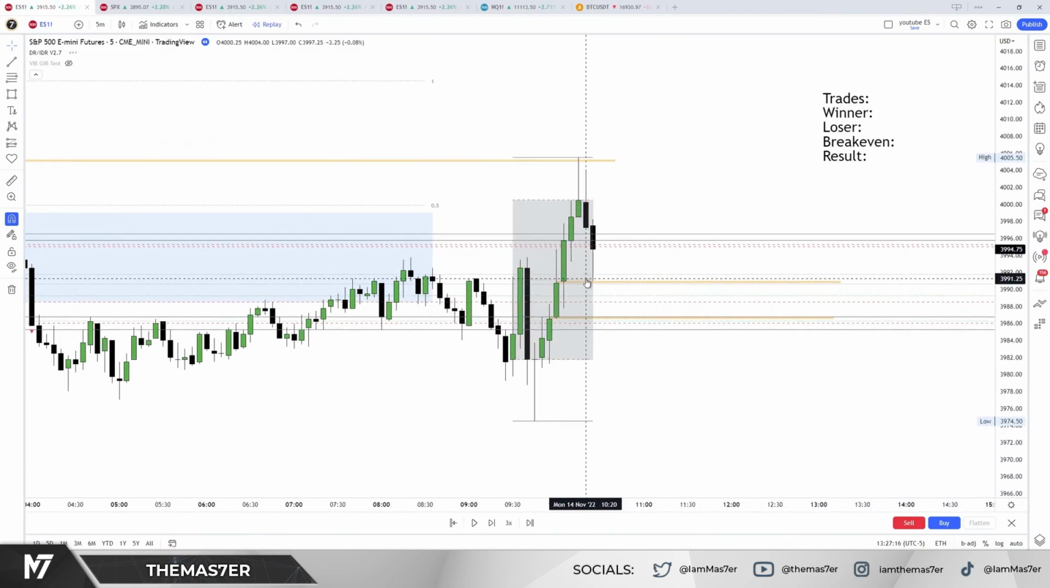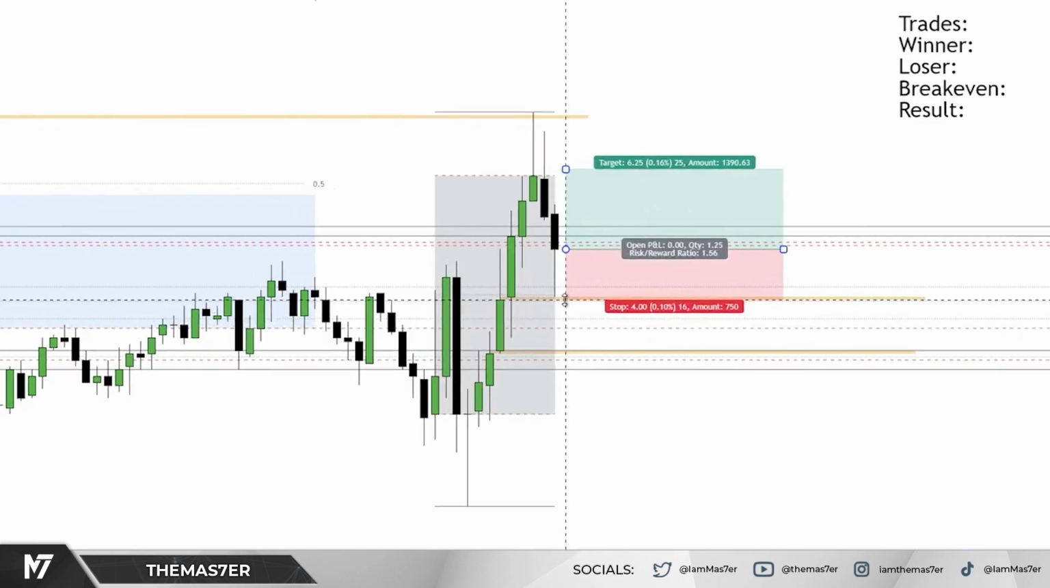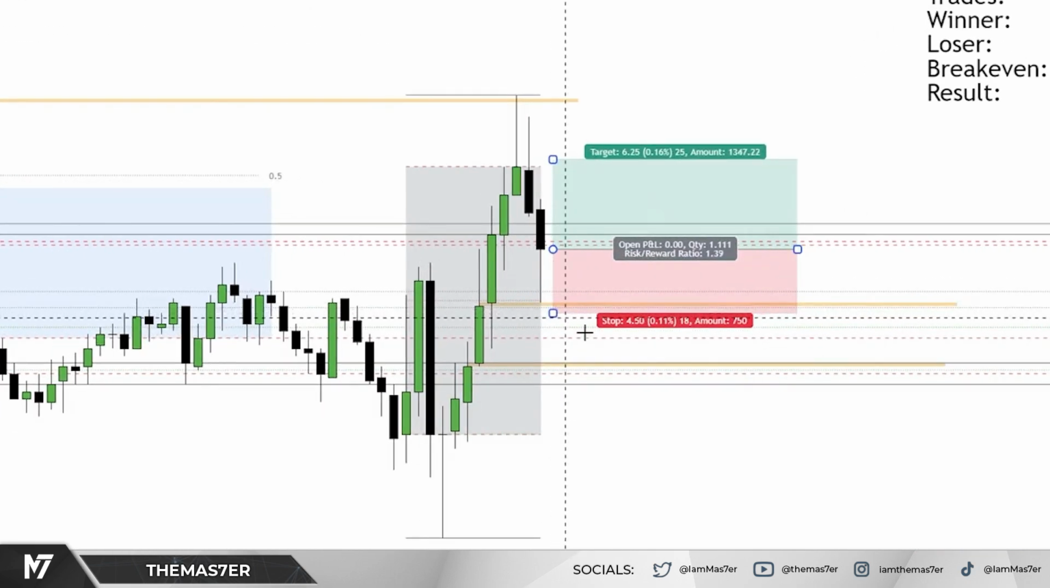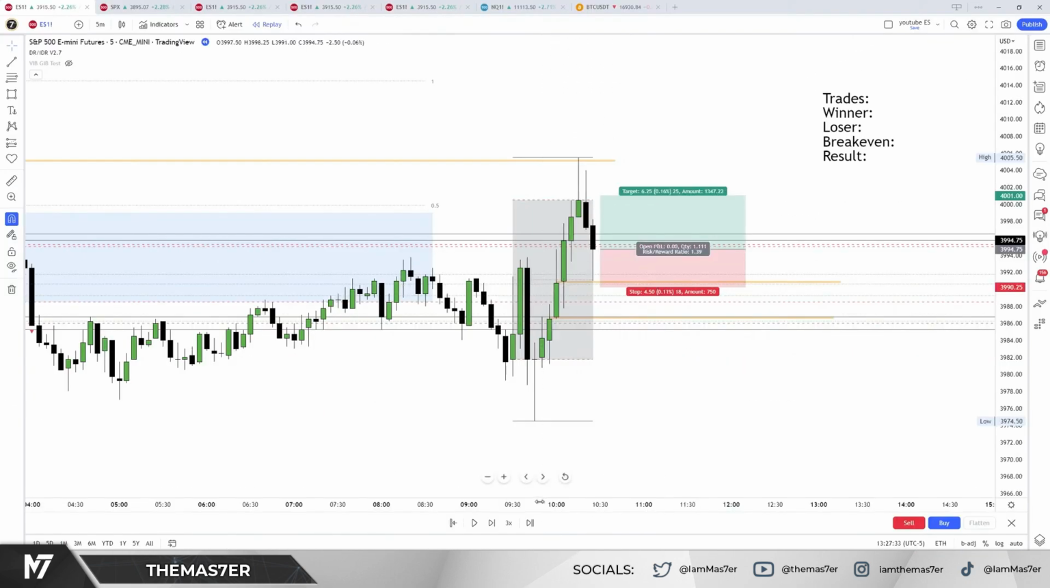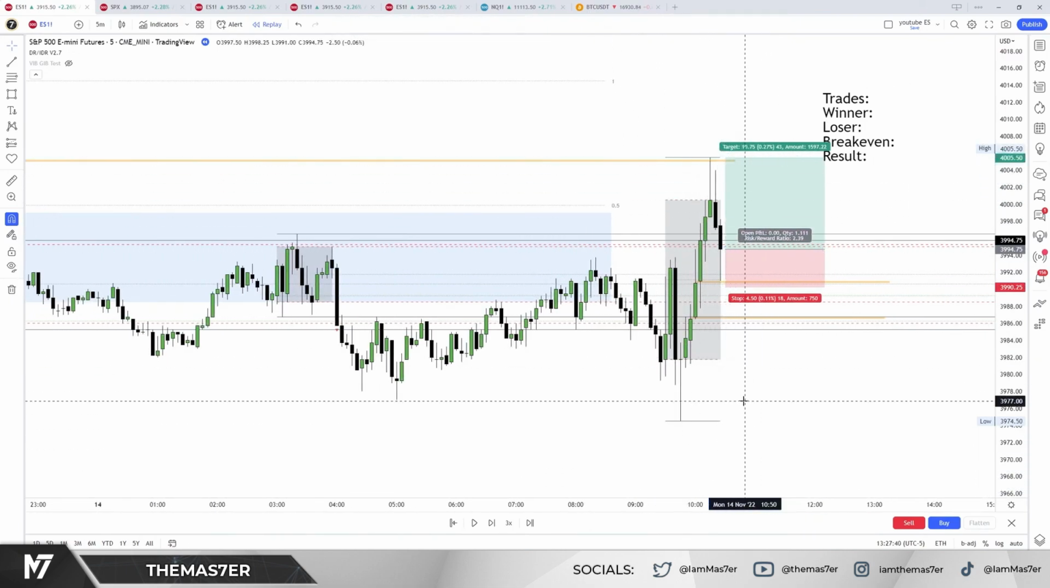Doesn't matter if I get stopped out or not. If price goes lower, I'm going to take another trade. My stop loss will be 1-2 ticks below the volume imbalance. And my target will be a new high. Let's take a new high for now.